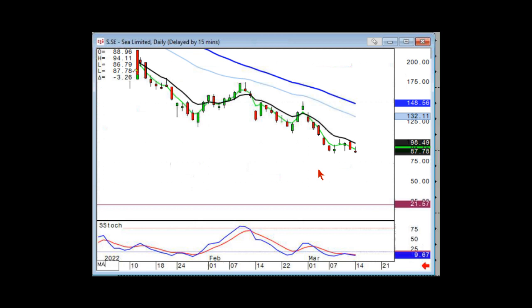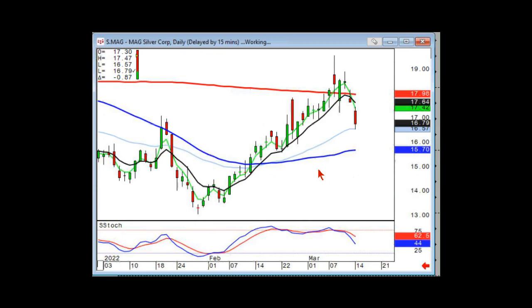And MAG is one of the silver stocks. You can see the doji, gap down, gap down. I would suspect they're at least heading for the 50-day moving average.